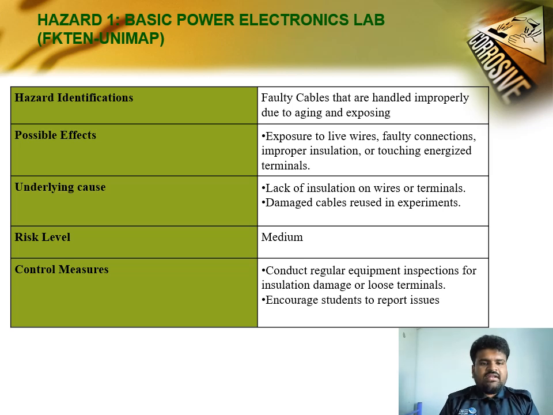The risk level for this hazard is medium. So what are the control measures? Conduct regular equipment inspections for insulation damage or loose terminals, and encourage students to report issues.